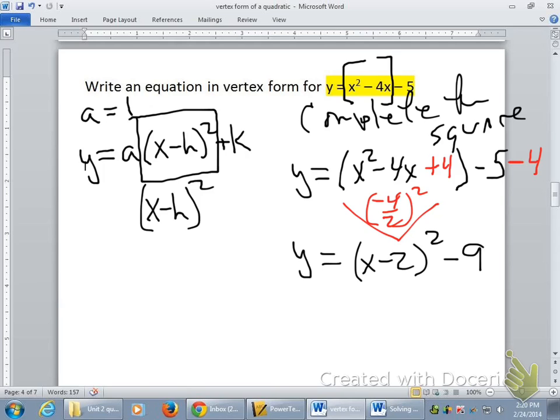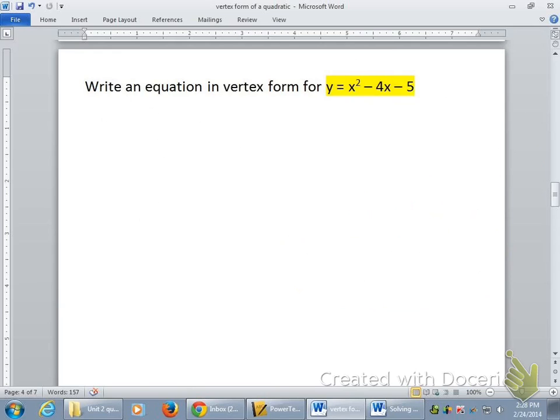Does that look like what I wanted it to be? Is that in vertex form now? It is. These will go quicker now that we don't have to talk about why we do what we do. What's the A on this one? A is 1, again, right? Oh, well then we should know this one, right? Okay, let's try a new problem.